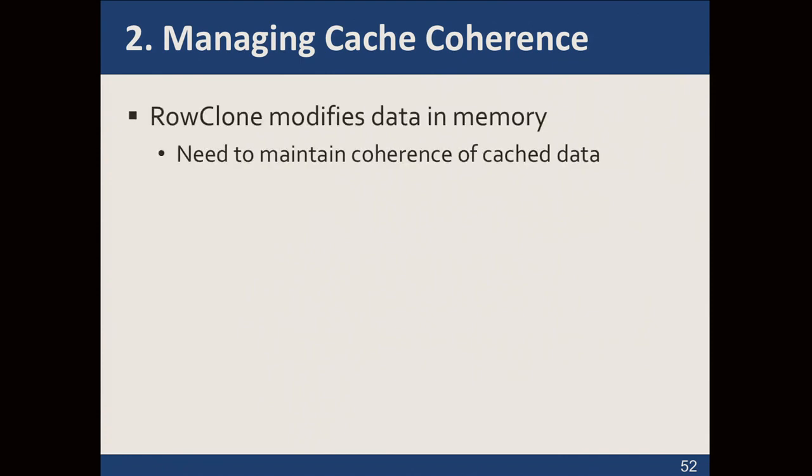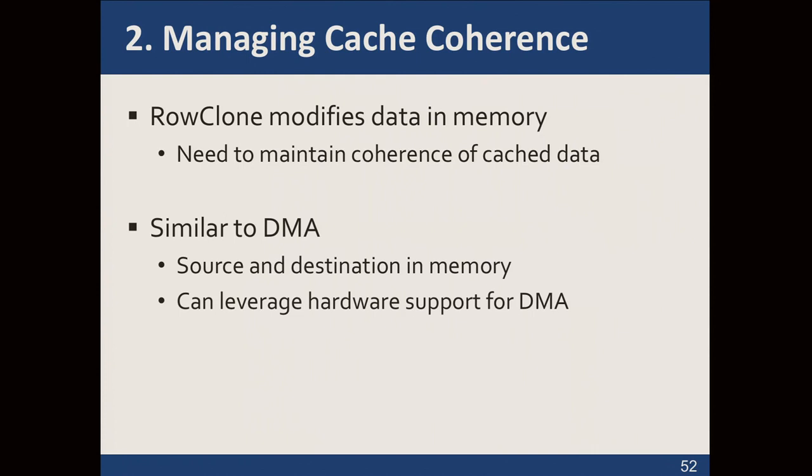Managing cache coherence. As I said, RowClone modifies data in memory, and you need to maintain coherence of cache data. So in this case, the solution is very similar to existing systems. You leverage the hardware support for DMA to flush the page that you're writing to. Of course, you can do additional optimizations, and the paper briefly talks about that.